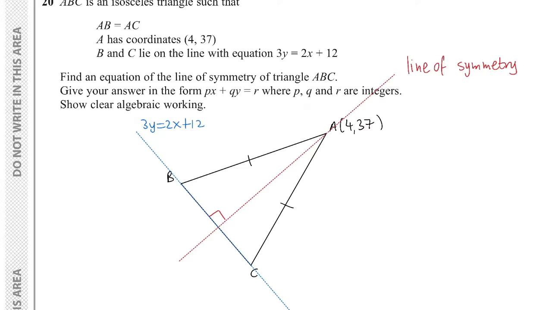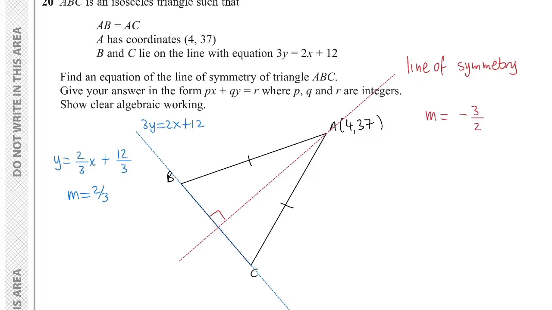So if we manage to find the gradient of BC, then we will be able to proceed in finding the equation of the line. Now, for BC, the equation is 3y = 2x + 12, which means that if I divide everything by 3, I will be able to put it in the standard form y = mx + c, which allows me to conclude that m is 2/3. Now we know that if two lines are perpendicular, then the product of the gradients is -1. So the gradient of the line of symmetry will be -3/2.